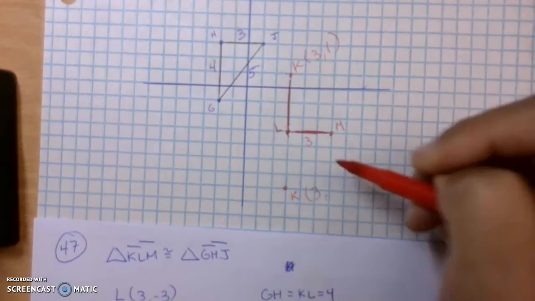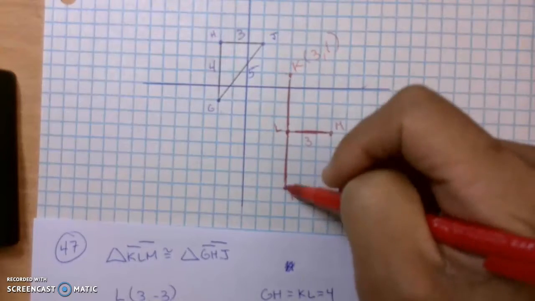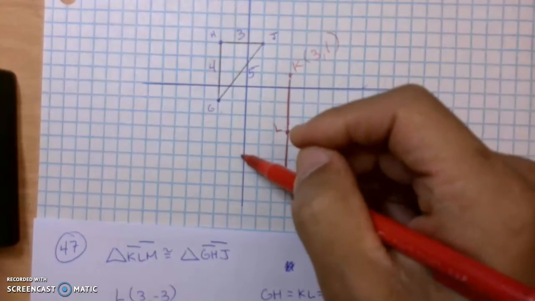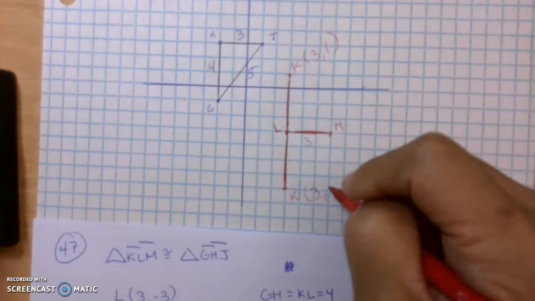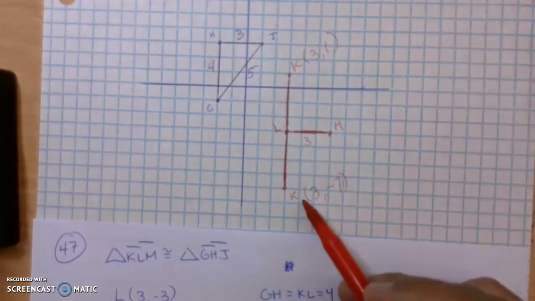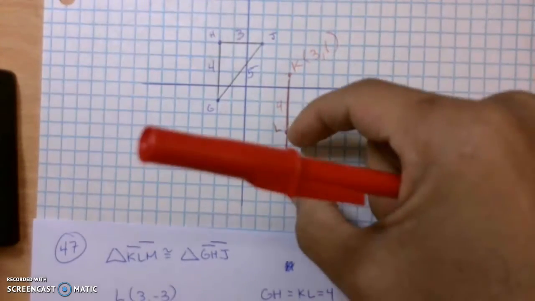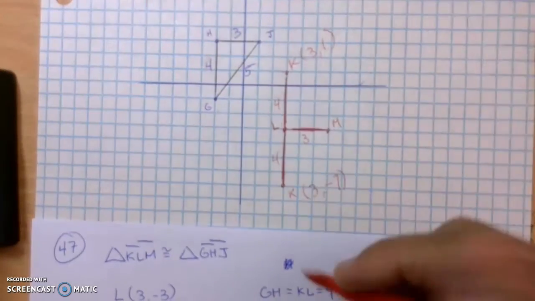This is 3, comma, negative 3, negative 6, negative 7. 3, comma, negative 7. There's another option. And this would give you a 4. LK this way or LK this way is 4.